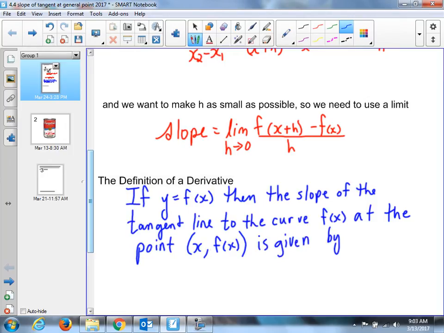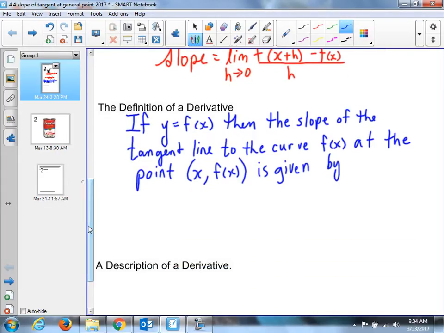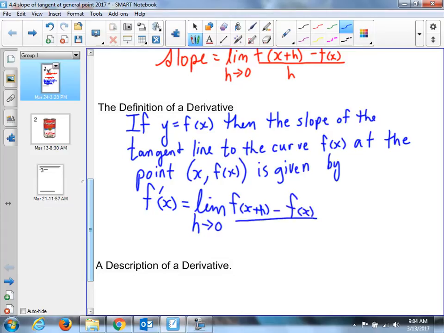Is given by, now here's a notation thing. F prime of x, which equals that thing we just wrote down, the limit as h approaching 0 of f of x plus that small distance h, which comes to 0, subtract f of x, all divided by h. You can't evaluate that without a limit, without calculus.